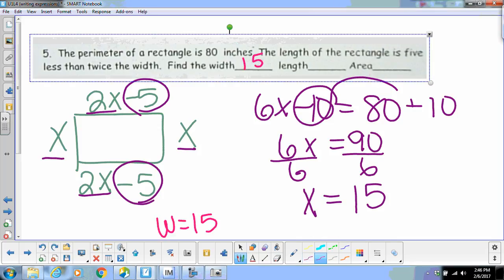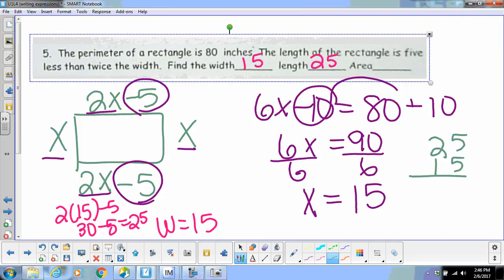All right, for our length, it's going to be 2 times 15 minus 5, or 30 minus 5, which is 25. And then we didn't talk about area today in class, but you should know that the formula for the area of a rectangle is length times width. So we're going to do 25 times 15. And I'll work that out by hand over here. And it's going to be 375 is your area. So that's what you will do for number 6 and number 7.